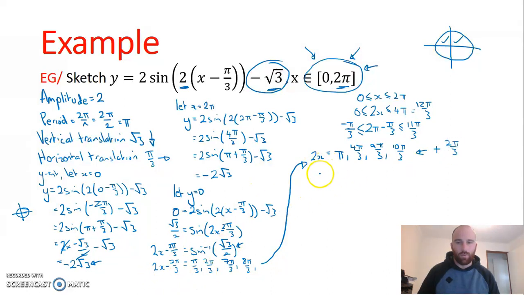And then I'm going to divide every value by 2. So this becomes pi over 2, 4 pi on 6, 9 pi on 6, and 10 pi over 6. I can simplify a few of them. So pi over 2, 2 pi on 3, 3 pi over 2, and 5 pi on 3.